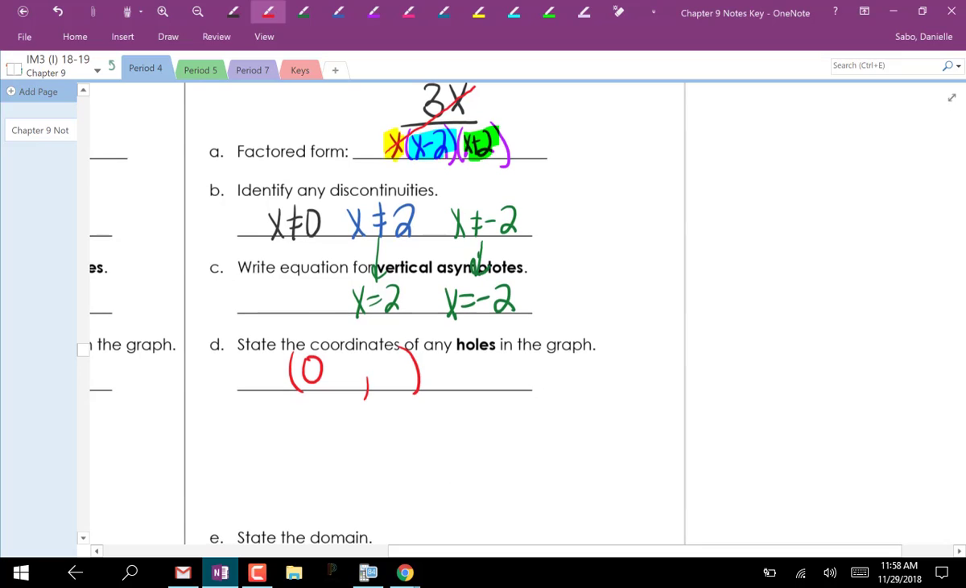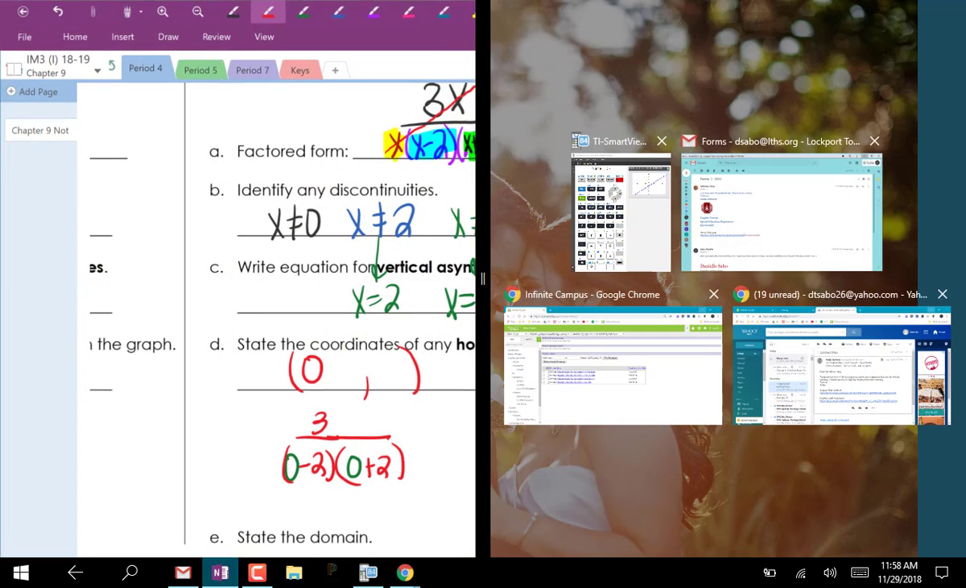So I have 3 divided by, in green, 0 minus 2, and then we have 0 plus 2. Where am I getting that from? Right here, the factored form. 3 is left on top, and the blue and green pieces are left on the bottom, so we have to plug it in. So in your calculator, let's plug it in. I'll help you practice putting it in.